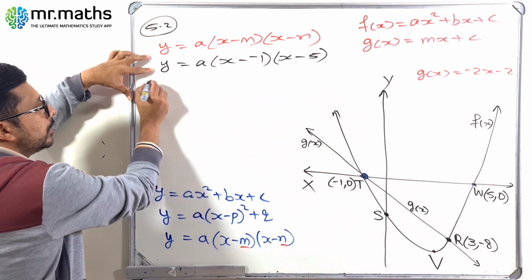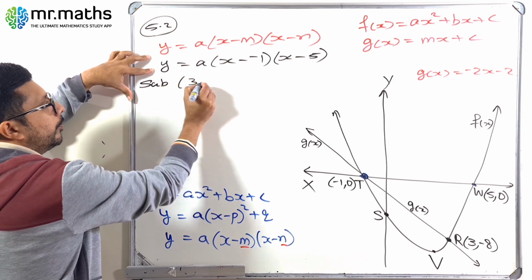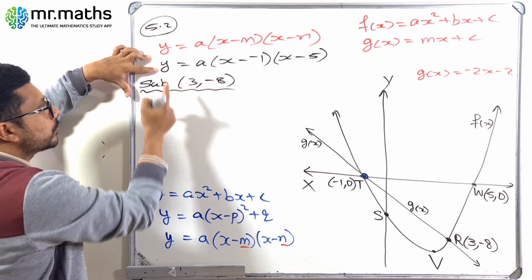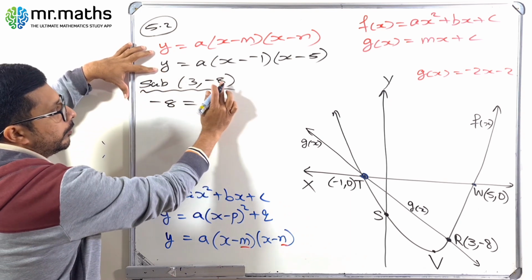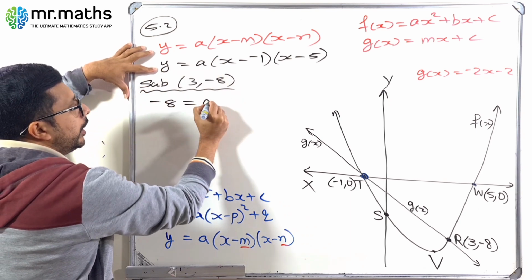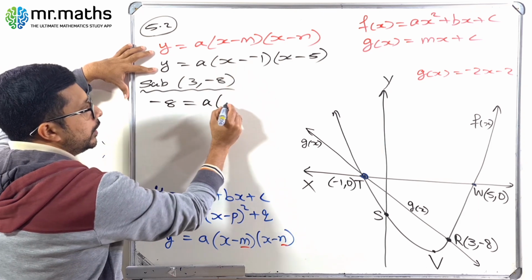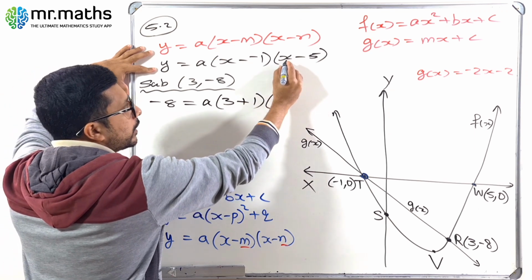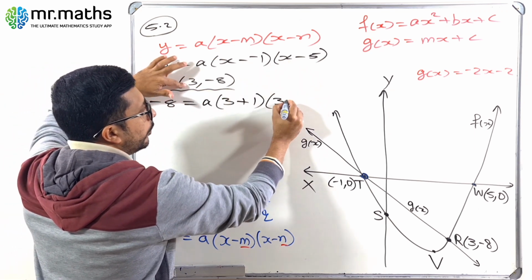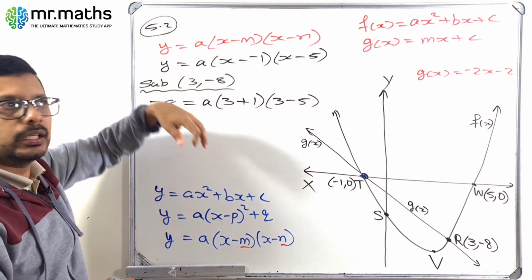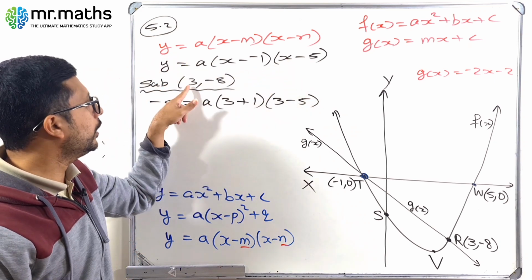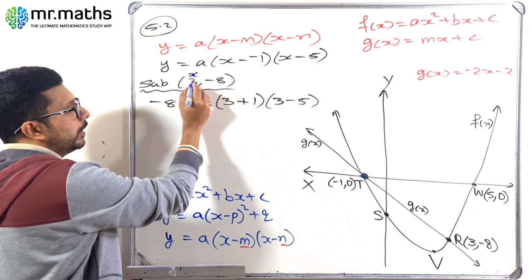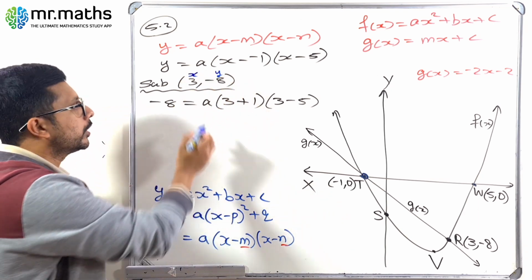So I'm going to substitute the point (3, -8) into that formula. What is y? -8. y is -8, equal to a into x. The x value is 3. So it is 3 minus -1, that is plus 1, into x again, it is 3 minus 5. So what I did, I substituted the value of x as 3 and this one is y, in this equation.